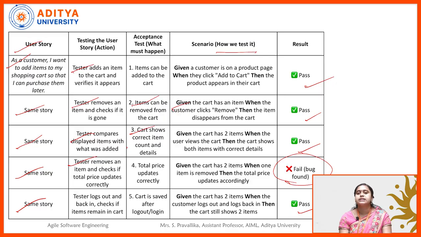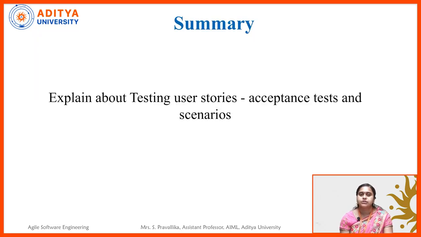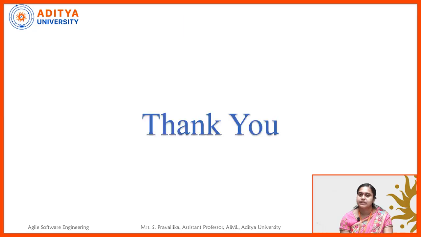So this is the complete scenario of testing the user stories. Based on the user stories, we are going to write down the testing user story. We are going to write down the acceptance test, what must happen, and also we need to represent the scenario, how we can test that, as well as we need to identify the result. So the final result also should be checked. So completely this was testing the user scenario. At the end of the lecture, students will be able to explain about testing user stories, acceptance tests and scenarios. Thank you.